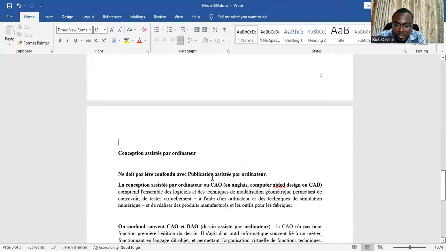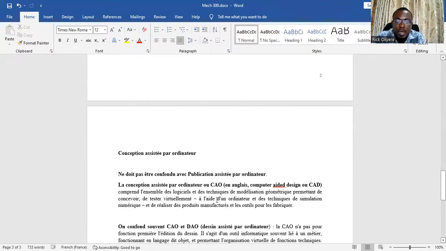Okay, this one is used for publishing. It's a tool that is usually, I think, Photoshop. It's like a Photoshop. This one is more of AutoCAD. Of course, the tool that is used in doing Photoshop is different from the tool that is used in drawing AutoCAD. Okay, donc la conception assistée par ordinateur ou CAO.